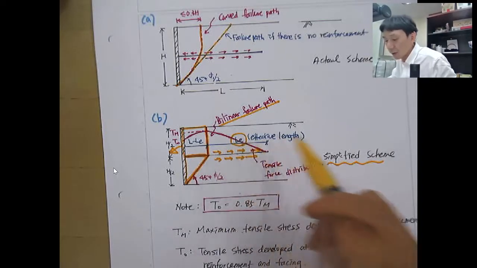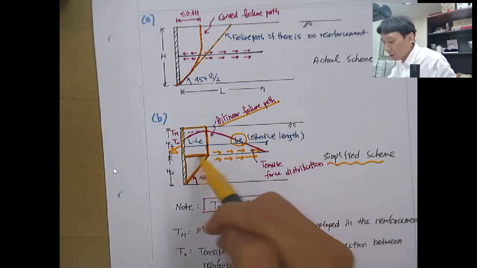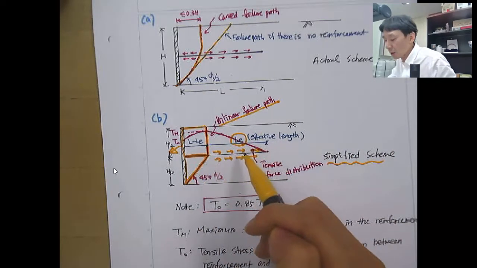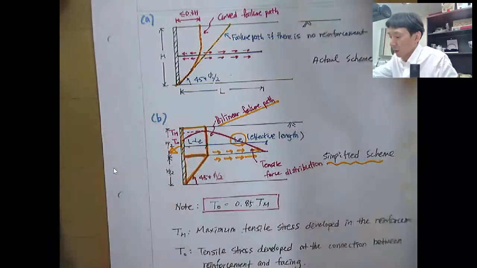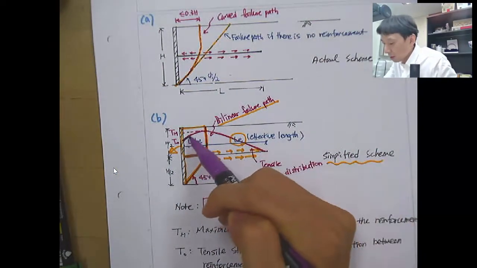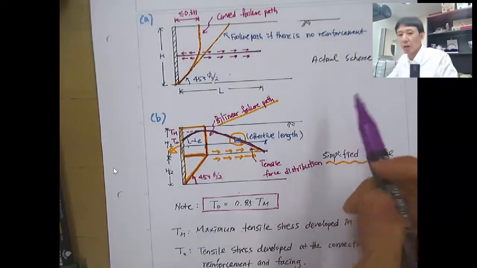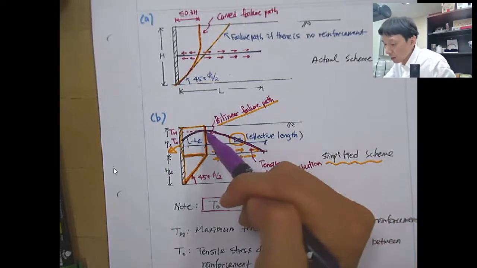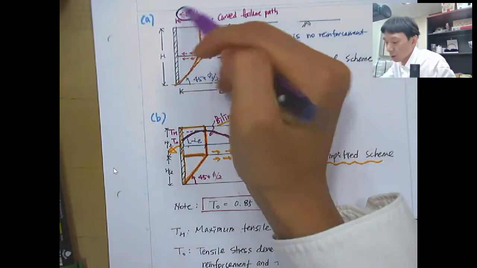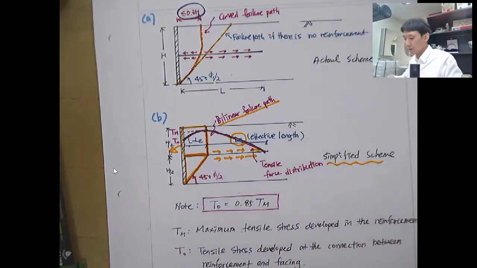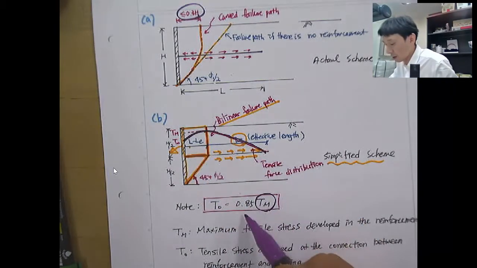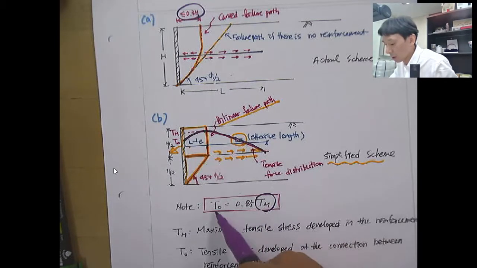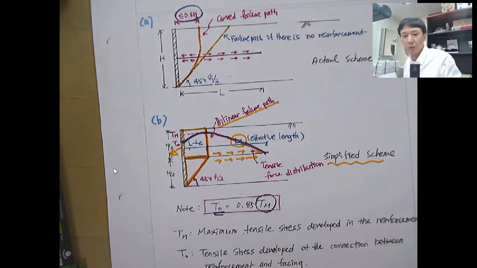So here LE will be the effective length, and the tensile stress is not constant over the length of the strip. So here it shows the tensile stress applied over the length of the strip. You can see that this is the maximum, and that's about 0.3 H. And the other note is that 85% of the maximum tensile force, Tm, will be applied at the connection part, at the wall.